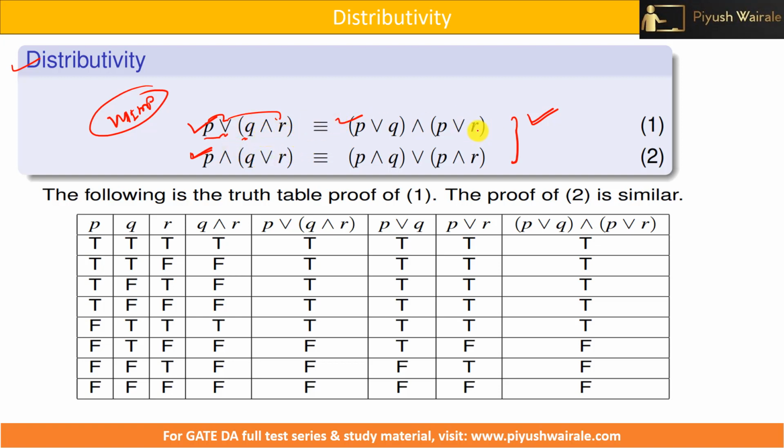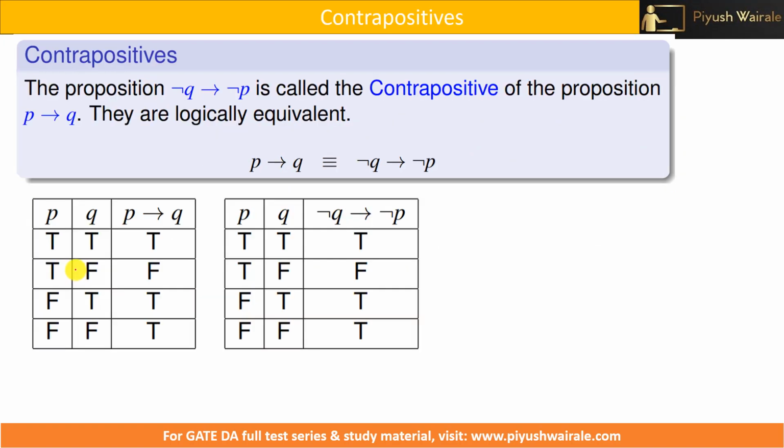So please try to remember this, and this is the proof for this particular expression. Try to solve it on your own and then compare with the given solution. So what is contrapositive? The proposition negation of Q implies negation of P is called the contrapositive of the proposition P implies Q, and they are logically equivalent also. So P implies Q is equivalent to negation of Q implies negation of P.